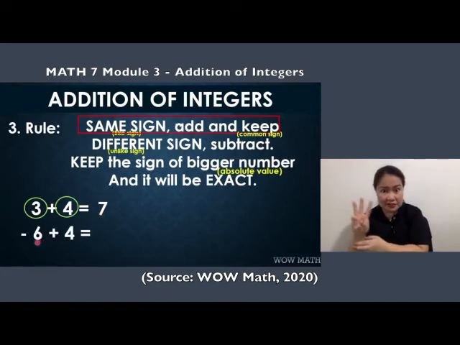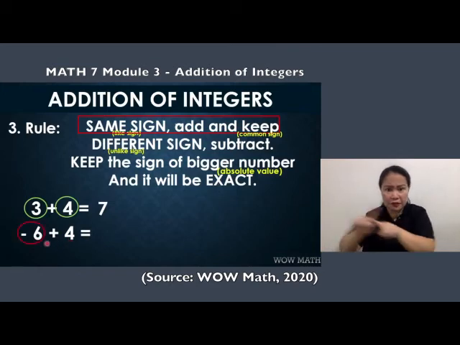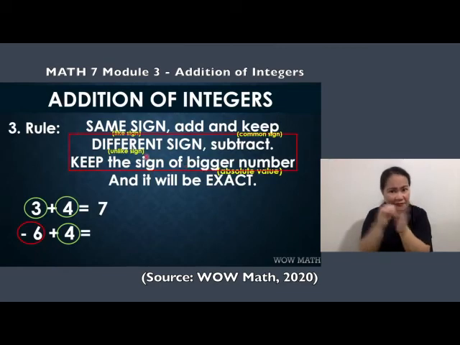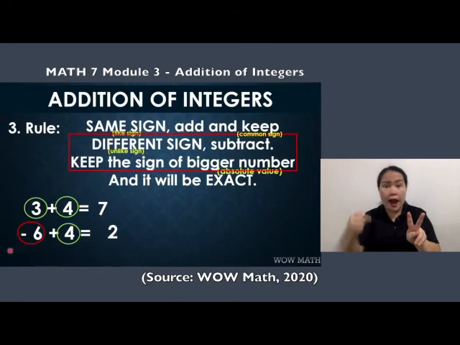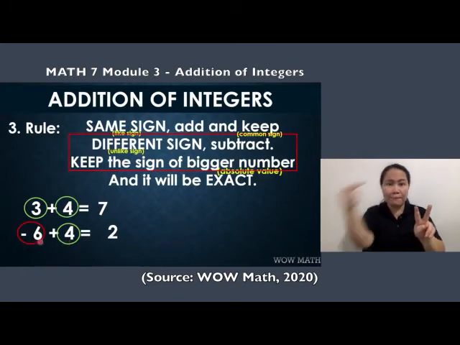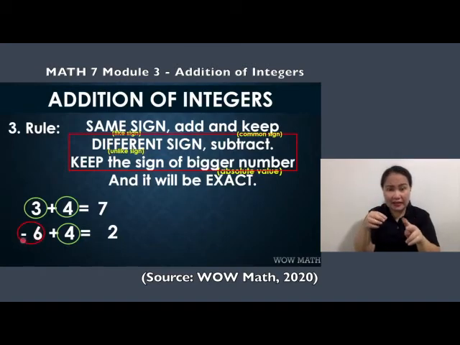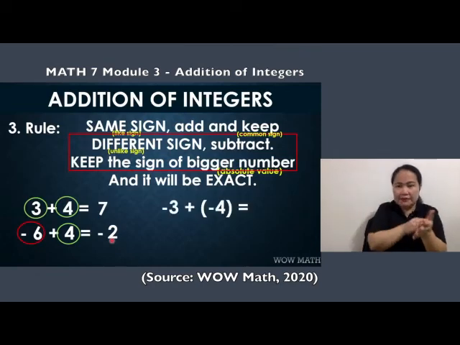Next, negative 6 and positive 4. So isang negative, isang positive. So, dito tayo sa different sign. Anong gagawin kapag different sign? Subtract. So, 6 and 4, that is 2. Now, keep the sign of bigger absolute value. Okay? Kapag kinuha natin ang absolute value nito, this is 6, this is 4. So, mas mataas to. Now, ano ang sign nito? Negative. So, siya ang kukopyahin natin. Kasi kukopyahin natin yung sign ng mas mataas. So, negative 2.